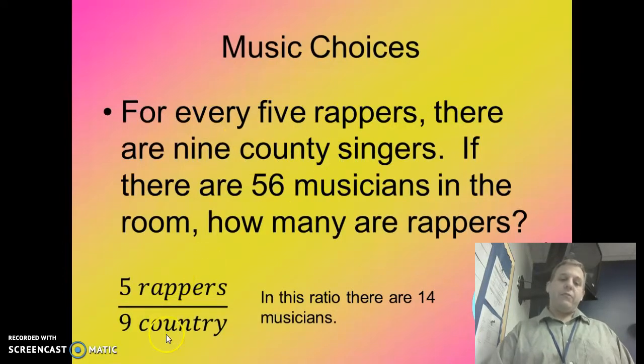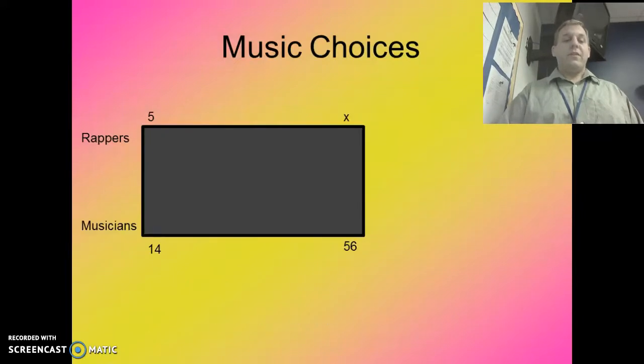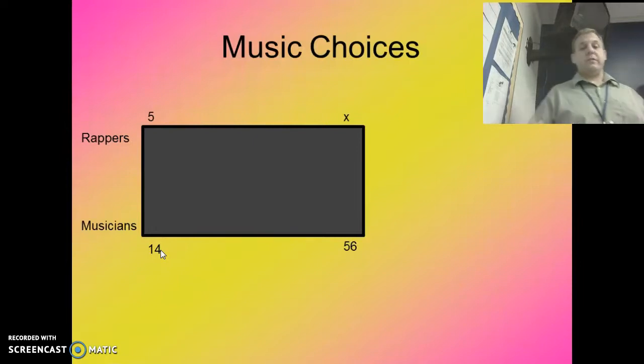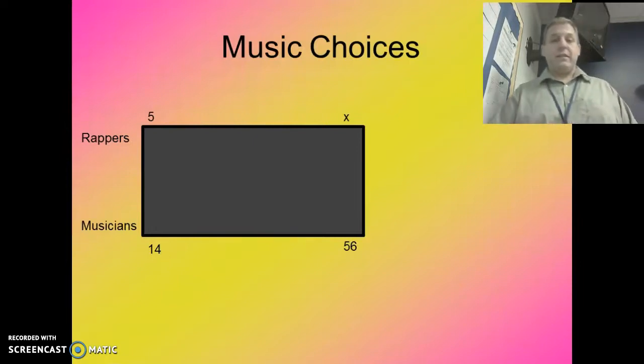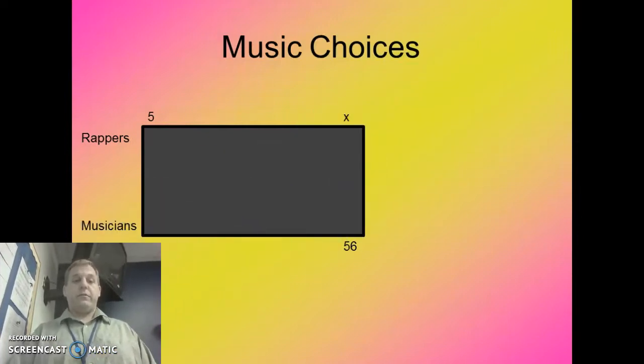Now I can take my 5 rappers and 9 country singers and figure out how many total musicians there are in that ratio. 5 plus 9 is 14. So it is fair to say that I have 5 rappers for 14 musicians. What this does is it means I don't have to add at the end of my problem. It's going to be what it is. So I'm going to set it up.